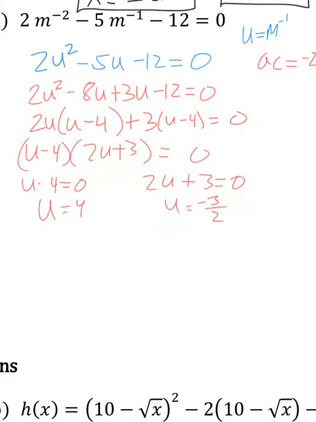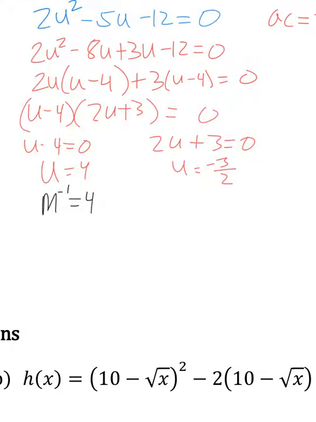Now, here's a little different, challenging part. What is u? m to the negative 1. And what does m to the negative 1 mean? 1 over m. What do we do with that? Well, you can think of this a couple ways. You can cross multiply, make it a proportion. What's really going to happen is they're just going to flip. m times 4, 1 times 1: 4m equals 1. Divide by 4. m equals 1/4.